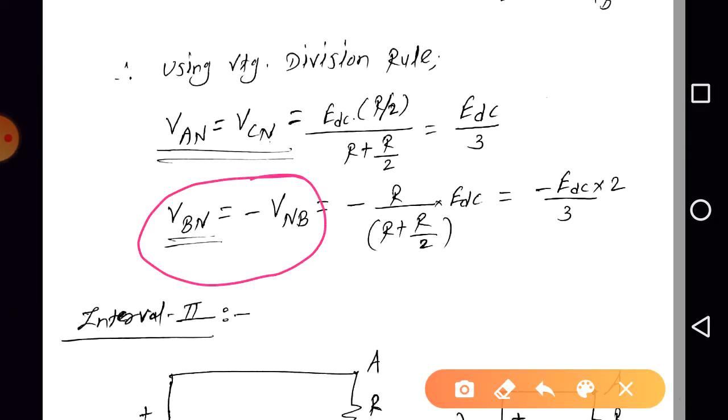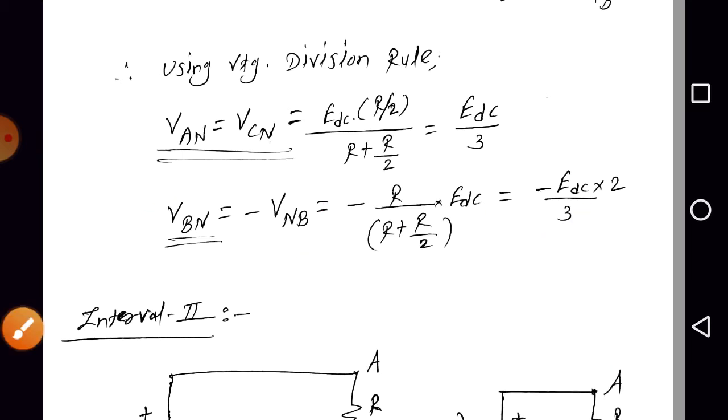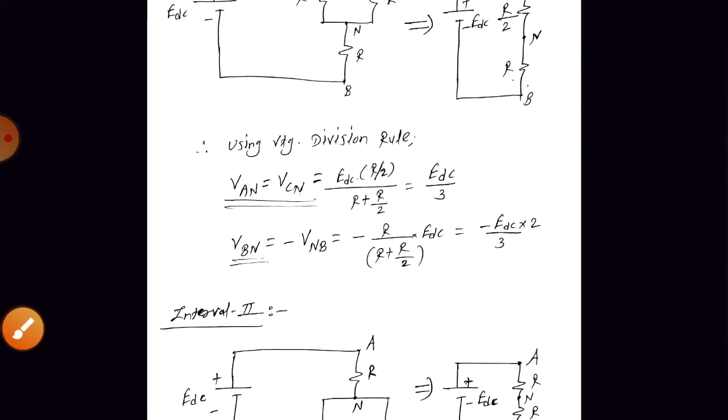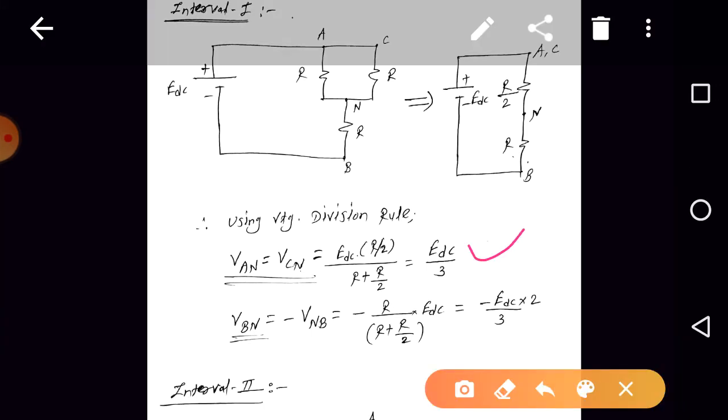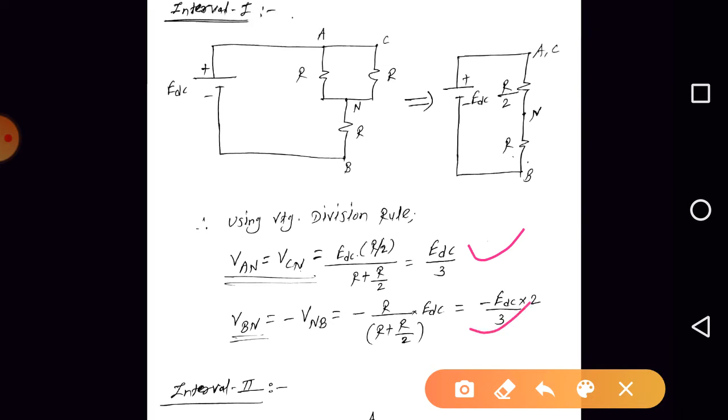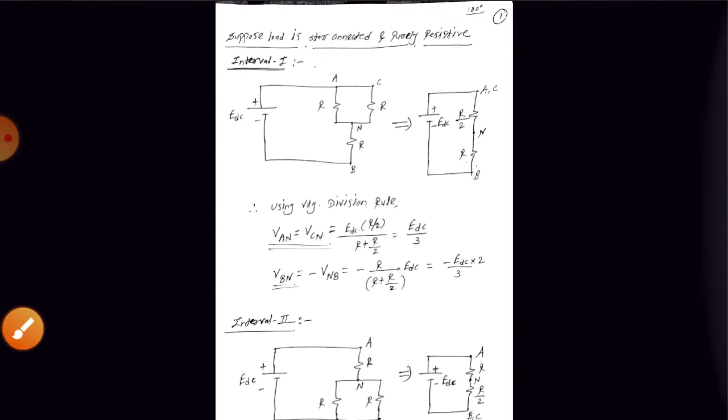Vbn is equal to minus of Vnb, which is equal to minus of R upon R plus R by 2 into EDC, that is minus 2 EDC by 3. So, very important: during the first interval, Van is equal to Vcn, which is EDC by 3, and Vbn is equal to minus 2 by 3 into EDC.